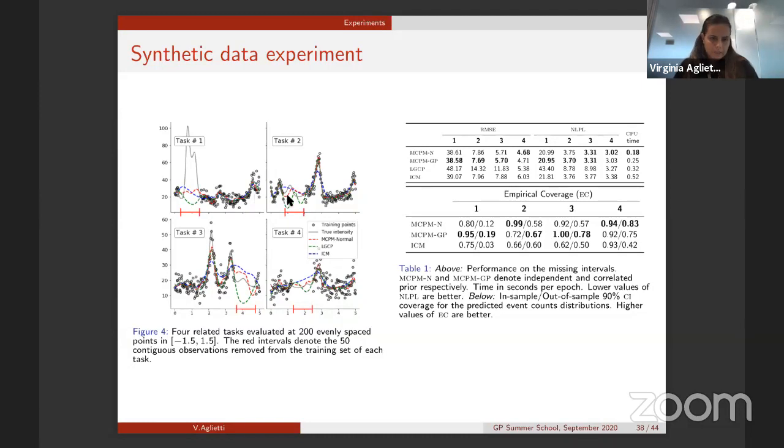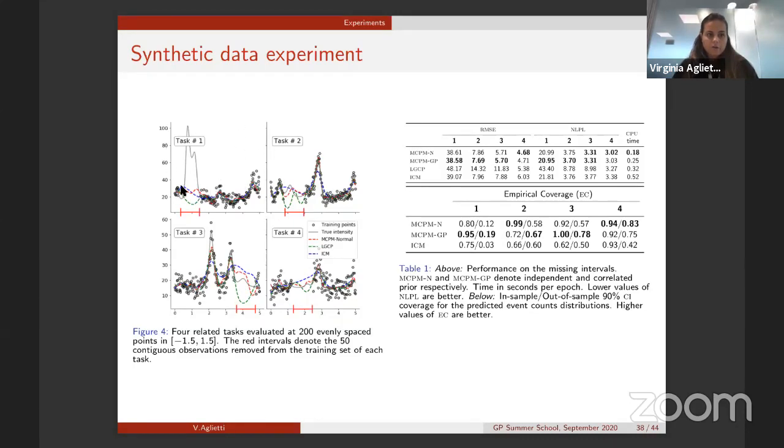And so the red line is giving us the MCPM model, so the model that we introduced. The green line corresponds to a single task model, while the blue line is the intrinsic coregionalization model type of model. So if we focus, for instance, on task 2, you can see how the red line is capturing the true behavior of the function in the missing part, while the other 2 methods are smoothing over the data, and they don't capture what is actually happening in terms of true intensity function.